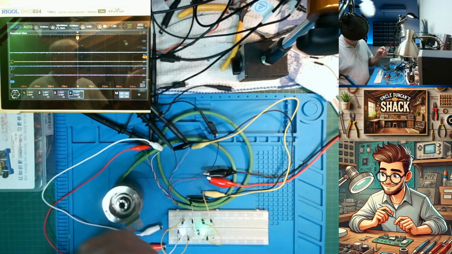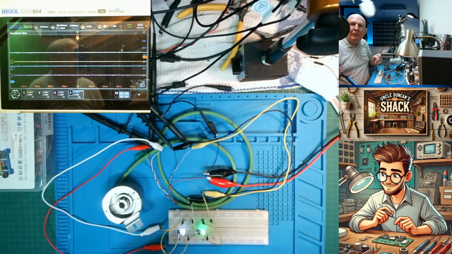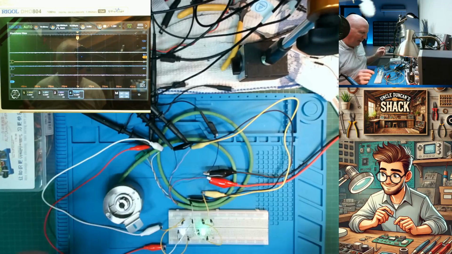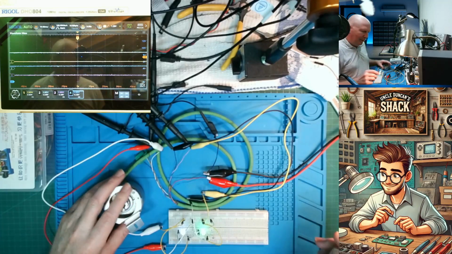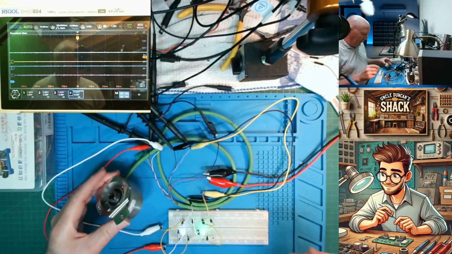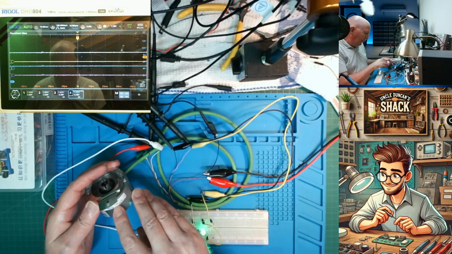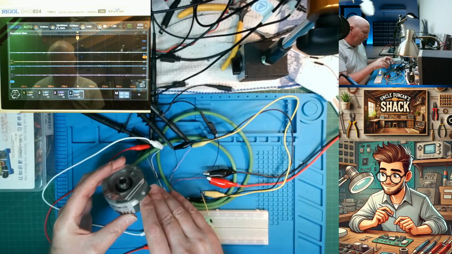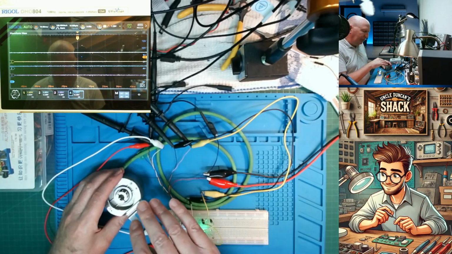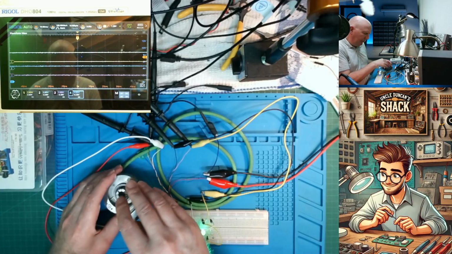So maybe I can move this a little bit like that and you can still hear me. So I've got an optical shaft encoder over here, okay? It is incremental and the line count is 1024. So how it works is you can work this off 5 to 30 volts.